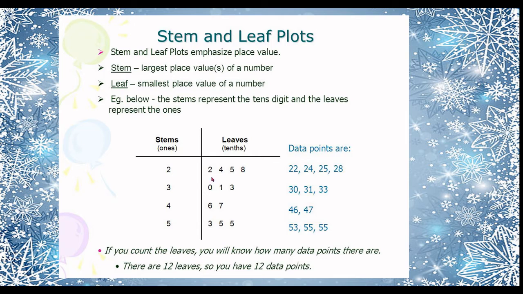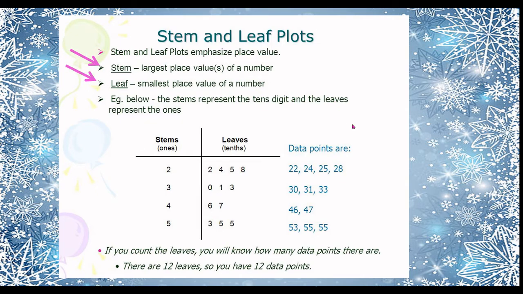Okay, next. Stem and leaf plot will emphasize the place value of data. Place value maksudnya dia from the sa, puluh, ratus, ribu dan seterusnya. Okay, so you can see here, our stem is 1, leaf will be the 10. Okay, so 22, 24, 25, and 28. Okay, 30, 31, and 33, 46, 47. Okay, so this is what we call stem and leaf.